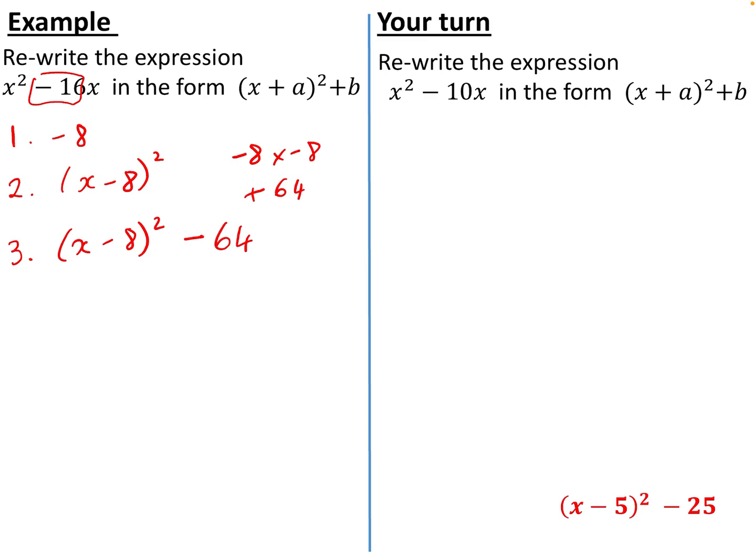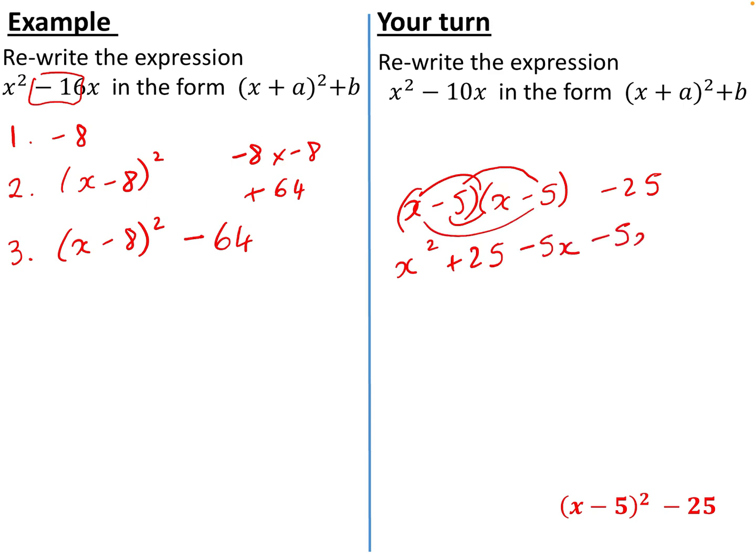Just to show why, I want to expand this answer here for you. x minus 5, x minus 5, and then subtract 25. x times x gives me x squared. -5 times -5 is going to give me positive 25. And then I get -5x, -5x, and I've still got that subtract 25 on the end. These two terms cancel each other out, and I'm left with x squared minus 10x. So just because this one has switched to a negative doesn't change this sign over here.